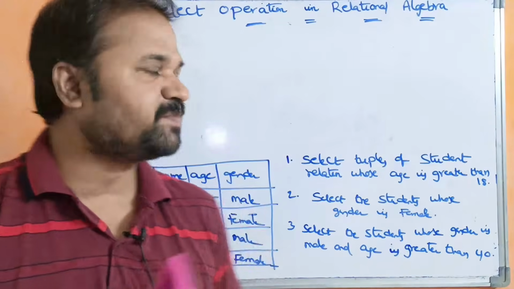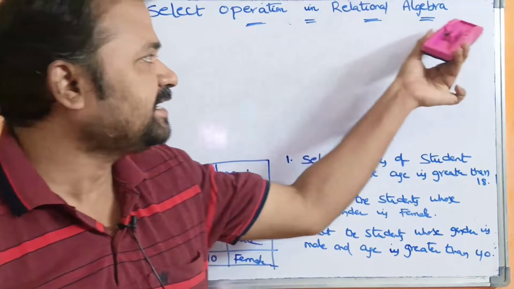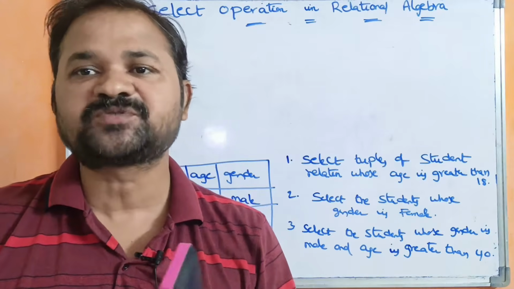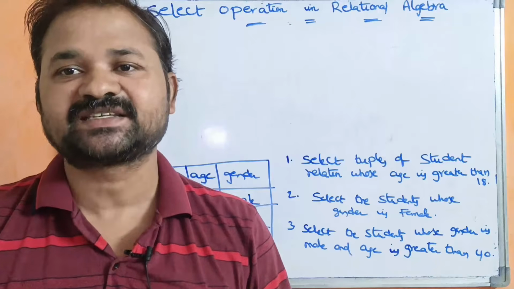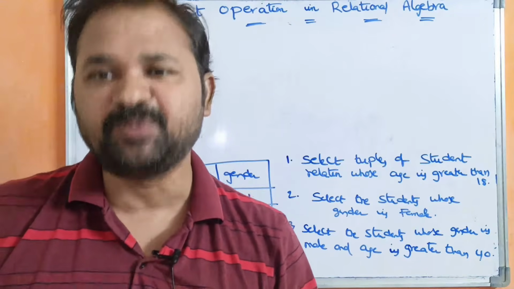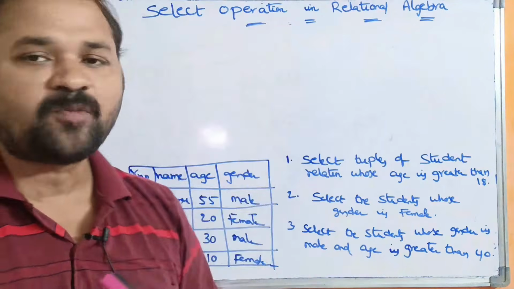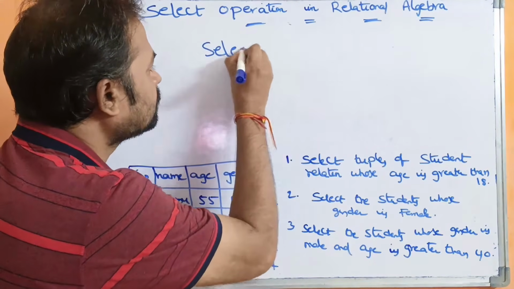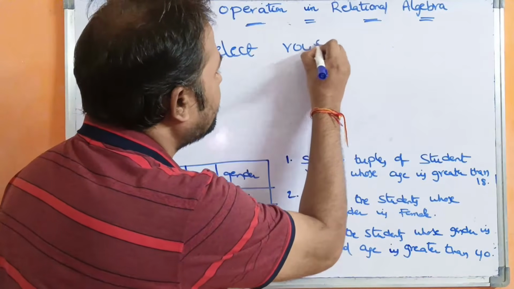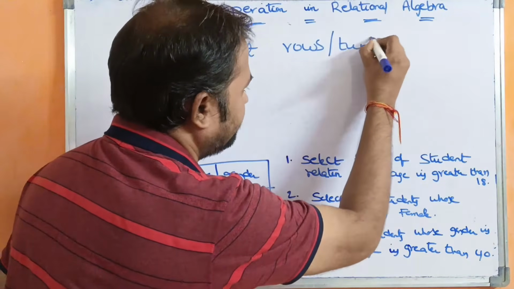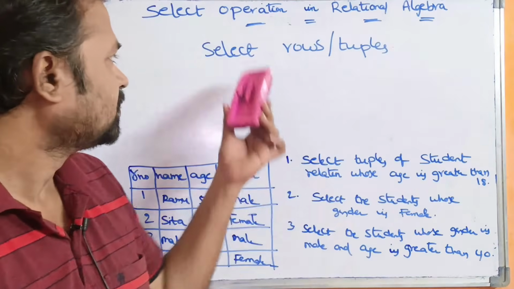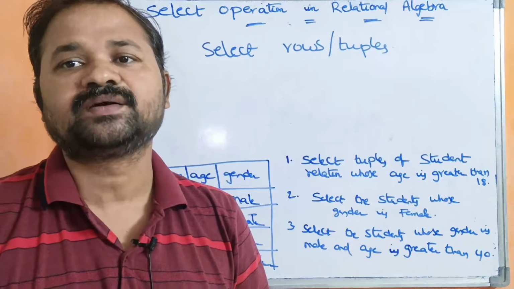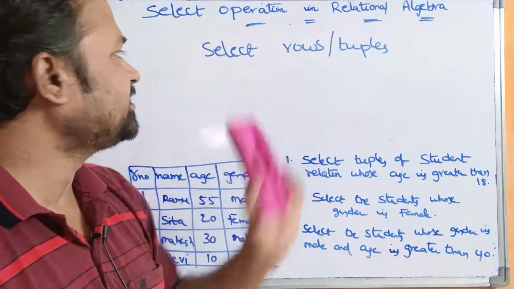Now let us discuss the select operation in relational algebra. Relational algebra means we perform operations on relations, and relations are nothing but tables. The select operation is useful in order to select rows or tuples from a relation or from a table. So by using the select operation, we can select rows or tuples from the relation.